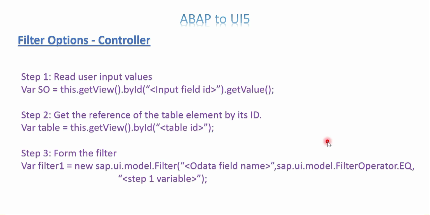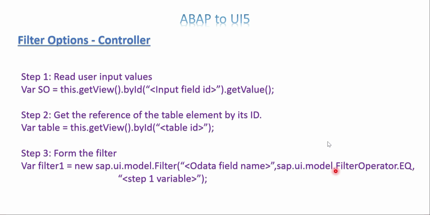So we're going to see the steps: how to read the value from the input variable, how that value is mapped to the OData field, and how that is applied as a filter as well. These are the three main steps which you're going to do one by one. So the first one, I want to read the user input values.